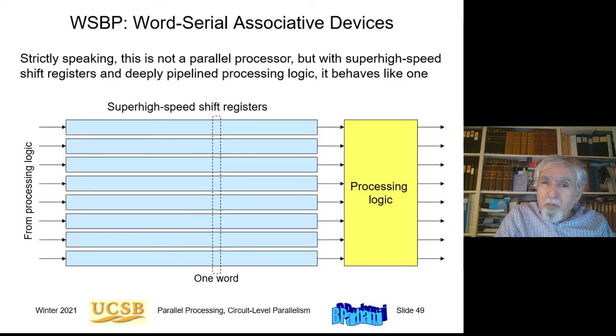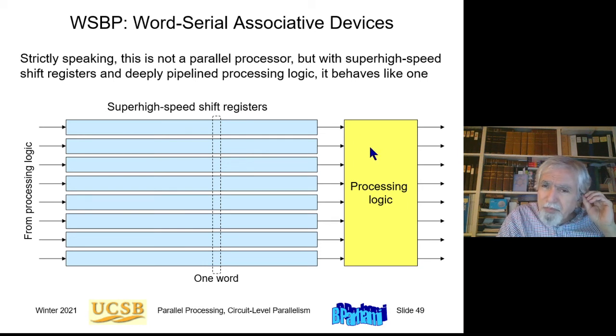It means we have many words, and these words are stored in shift registers. In other words, the first word is stored at the head of these shift registers. So one bit from each word is stored in a shift register together. So this is one word, this is another word, this is another word. So words are shifted into the processing logic one at a time.